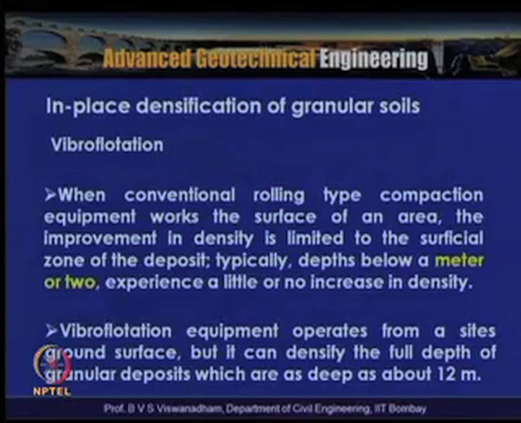In the in-place densification of granular soils, that is vibro flotation, when conventional rolling type compaction equipment works on the surface of the area, the improvement in density is limited to only 1 or 2 meters. But if you require compaction at deeper depths, then in-situ densification is required, and vibro flotation is a viable option. Vibro flotation equipment operates from the ground surface, but it can densify the full depth of granular deposits as deep as about 12, 14, 15 meters. So up to 15 meters, vibro flotation equipment can generally be used for densifying the soil. Even at deeper depths it is now being tried.